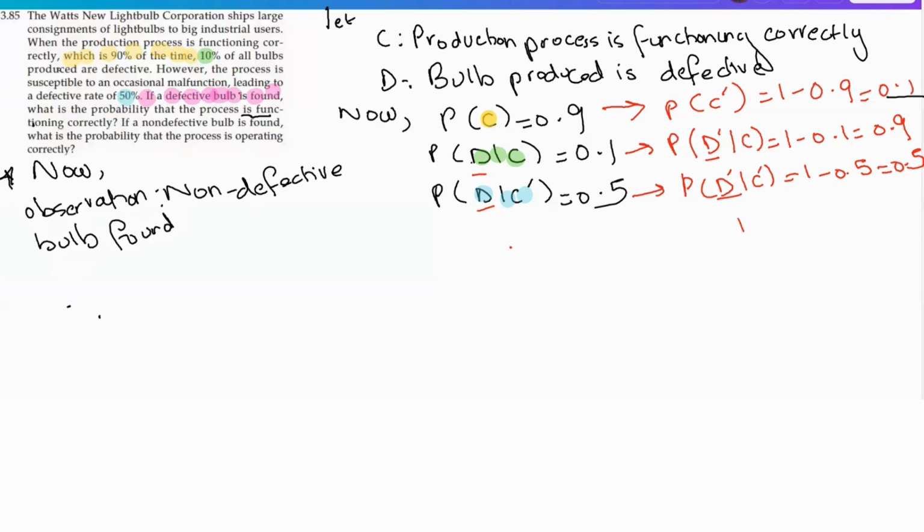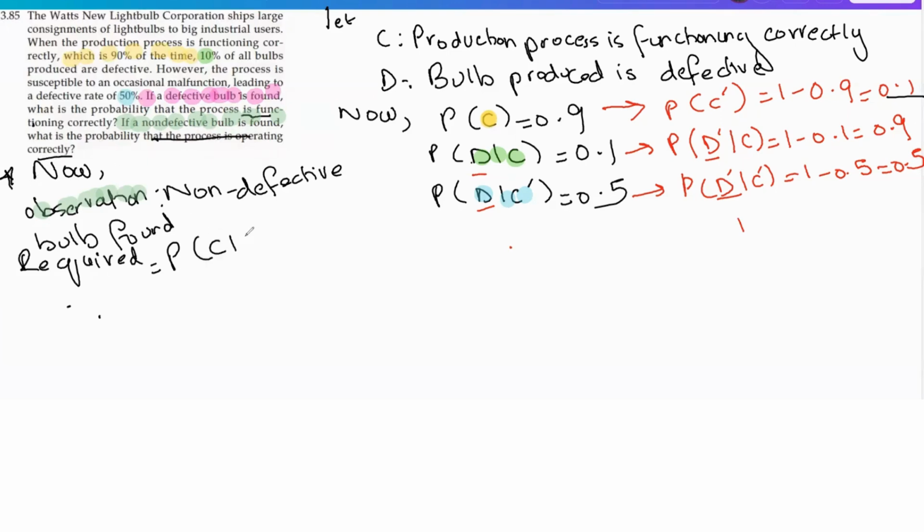And where is this information given to us? Okay, let's do this. A non-defective bulb is found. So this observation is given to us, right? If a non-defective bulb is found. So what are we required to find? We are required to find the probability that the process is operating correctly.